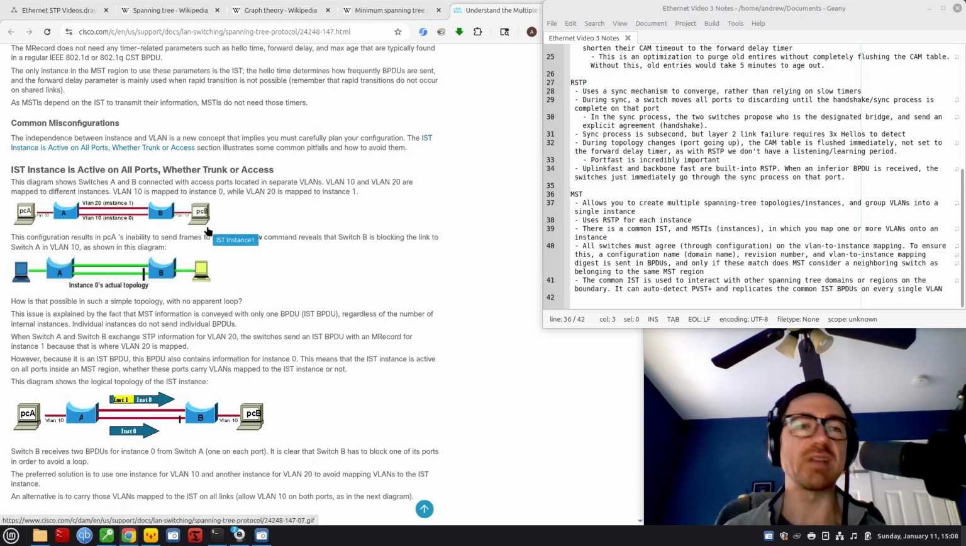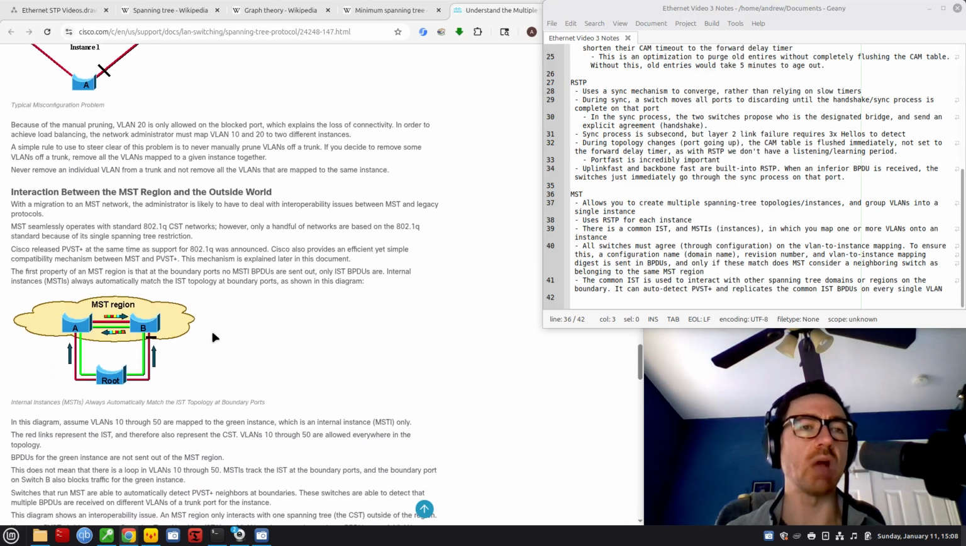So there are some problems that can happen. For example, here, somebody put VLAN 10 on instance 0. They left it on the default instance 0, and they put VLAN 20 on instance 1. But what happened is, instance 0 is always on all links, and this link was blocked on instance 0, so now VLAN 10 is not working.